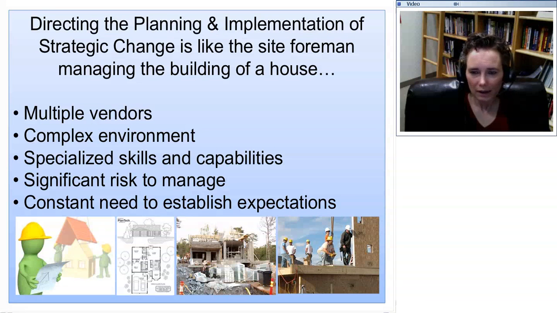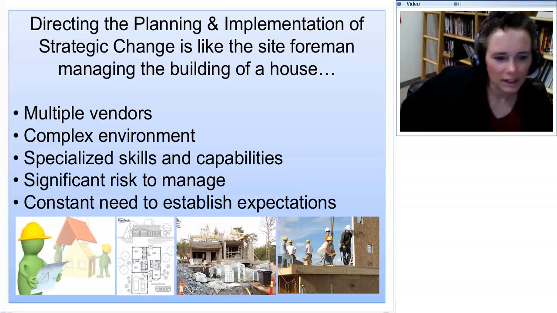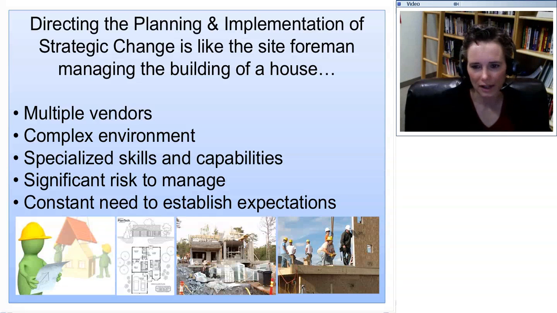Now, what I wanted to do, and I do this in the foundations class, is I begin by telling students about how to use the ITIL life cycle to think about building a house. And this is particularly true when we start talking about directing and the planning and implementation of a strategic change. If you think of the complexity of what it takes to build a house, from the conceptual part of the design through to actually building and laying out what the house is going to look like.